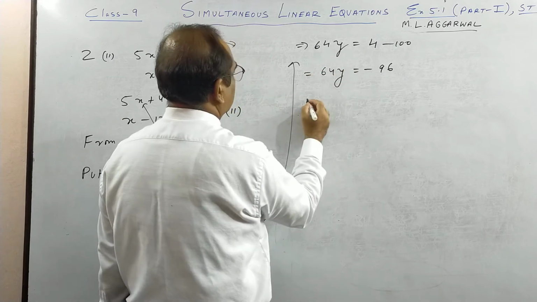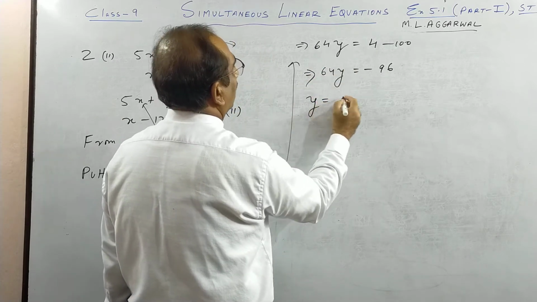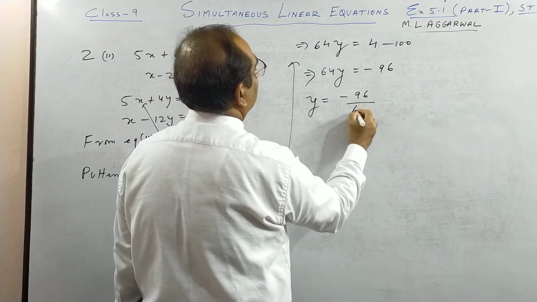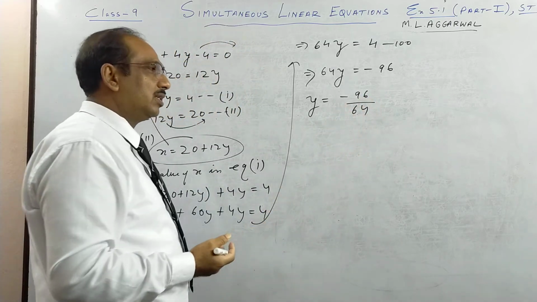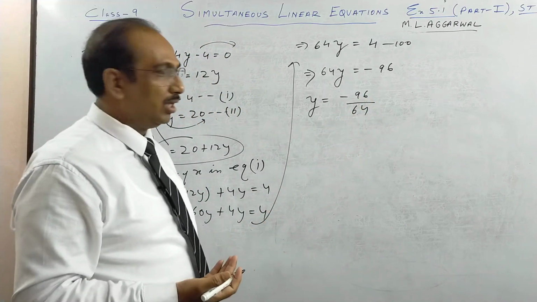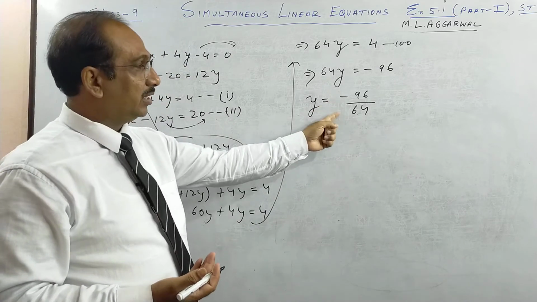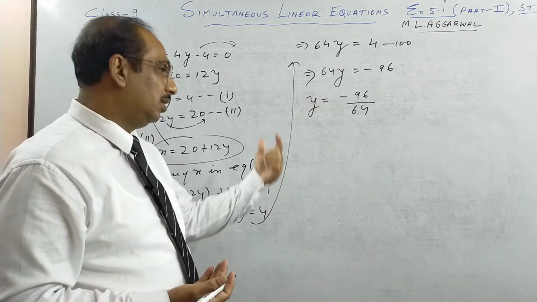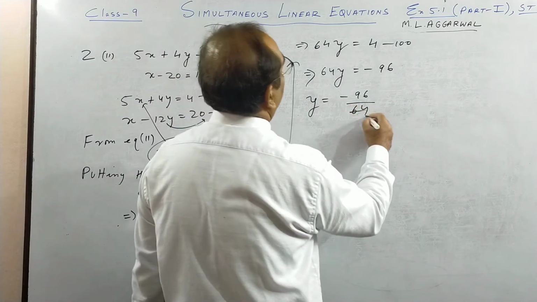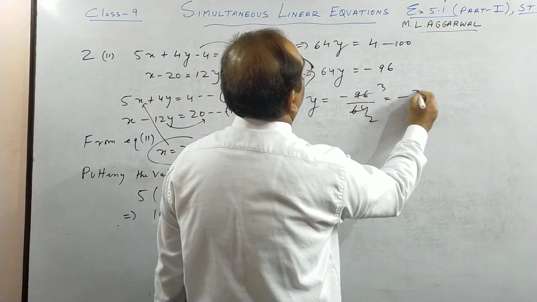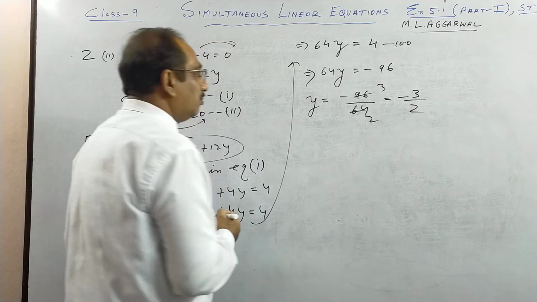is equal to 64y. y is minus 96 by 64. You can cancel with 2 and so on. But here we have 32 as HCF. 32 2s are 64, 32 3s are 96. So anyway you do, this will be 2 and this will be 3. So y is minus 3 by 2.